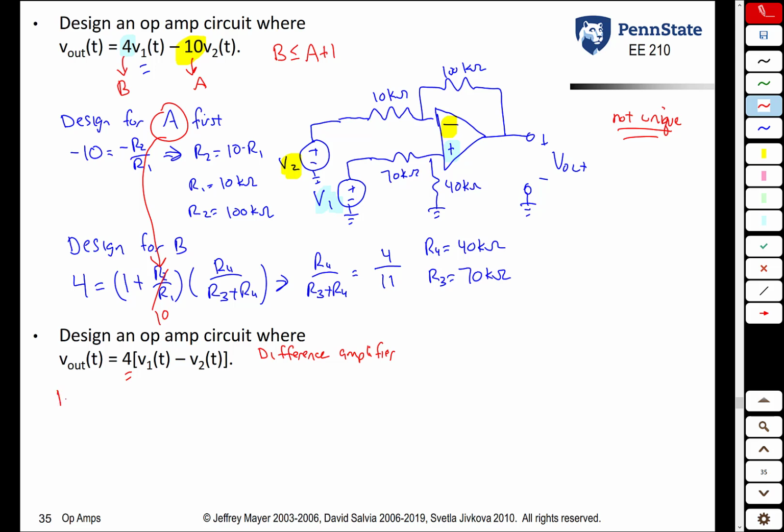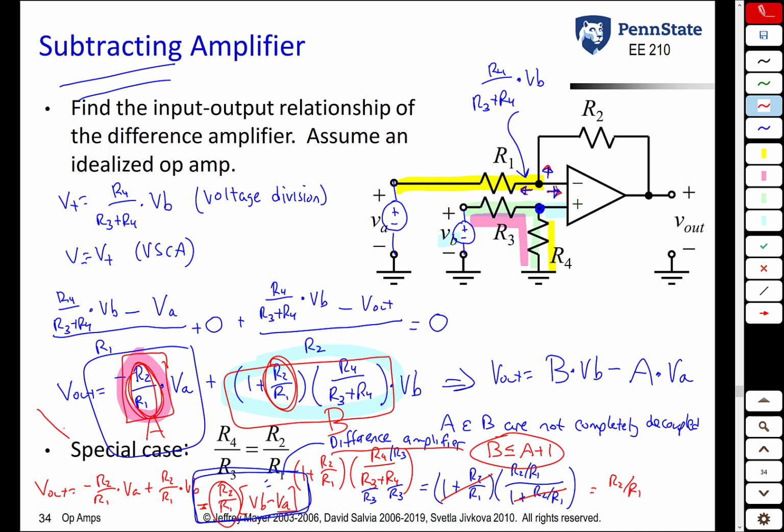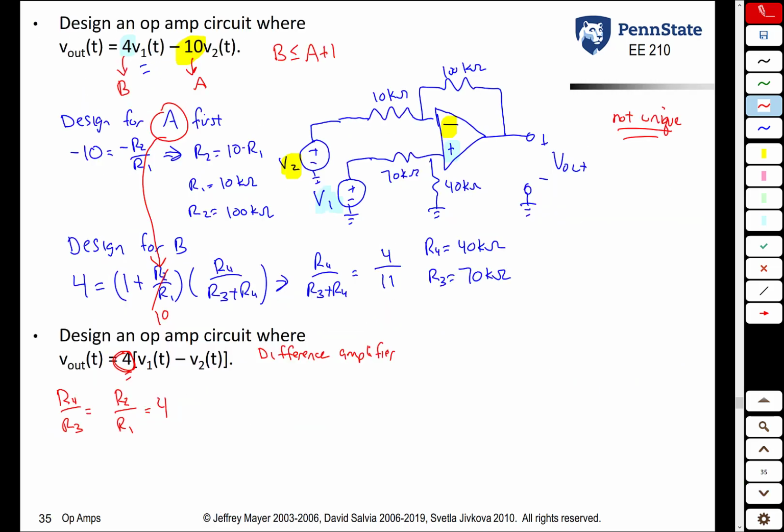So what we want is we want the ratio of R4 to R3 to be the same as the ratio of R2 to R1, and that ratio should be whatever this gain is. This is a special case that we looked at down here. Since we want a gain of 4, there's an infinite number of solutions. One logical solution is to set R4 and R2 both to 40 kiloohms and set R3 and R1 to 10 kiloohms.